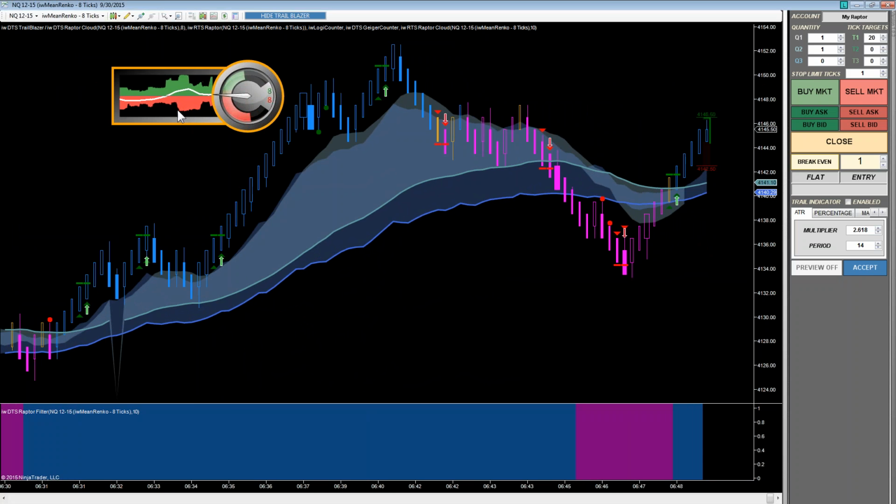Although it does look as though the sellers absorbed most of it. Oh, here they come again. Look at all that buying pressure. And our Geiger counter needle full on green.